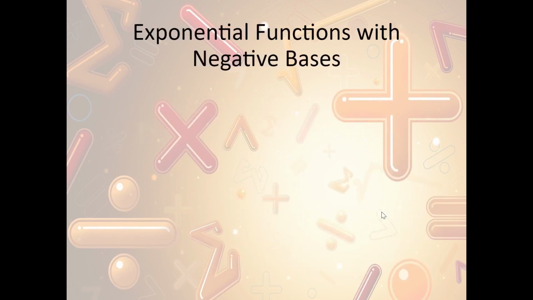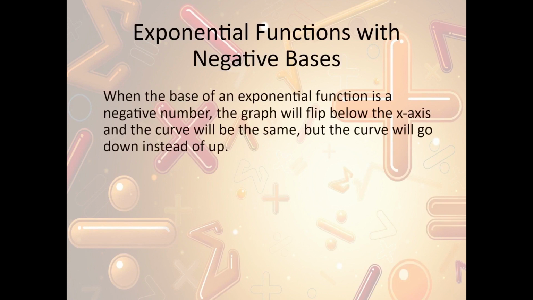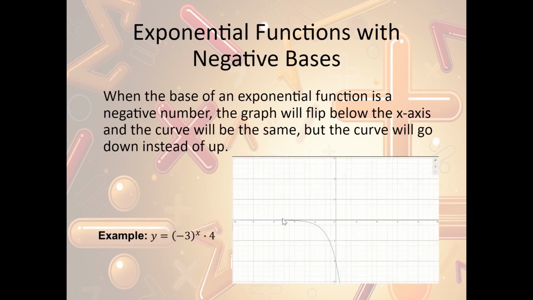Now what if the base is negative? Well, when the base is negative, the graph will flip below the x-axis and will go down instead of up. For instance, we have y equals negative 3 to the x times 4. So here, it's going to flip and go downward below the x-axis. It's going to be exactly the same graph as 3 to the x, but it's going down this direction, as if it was reflected below the x-axis.